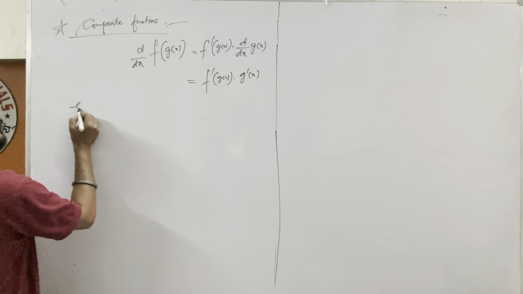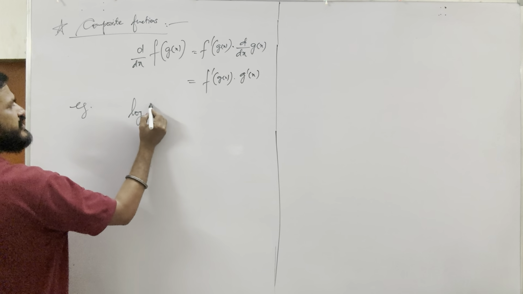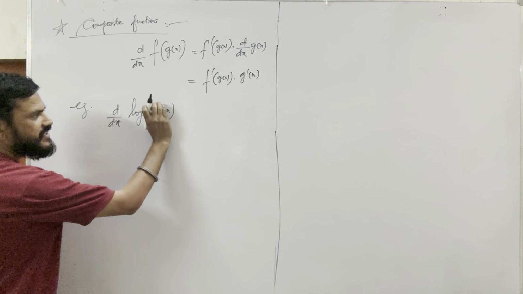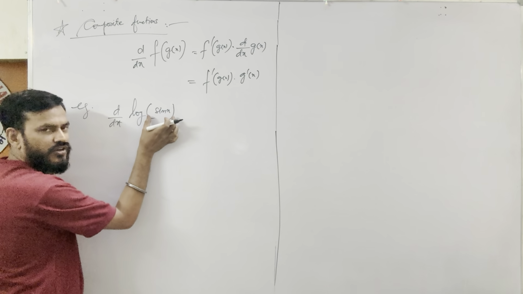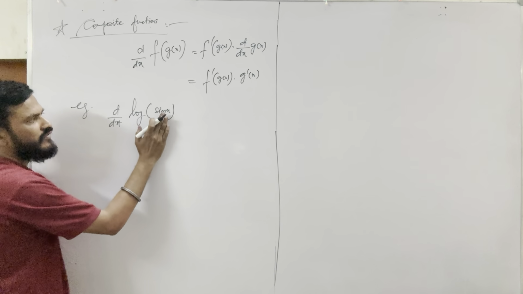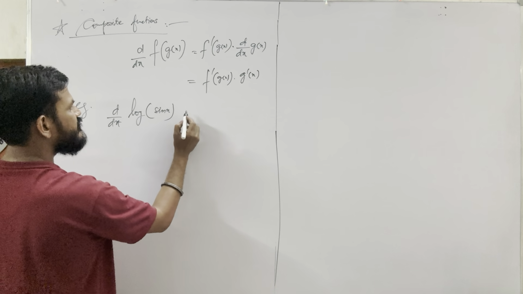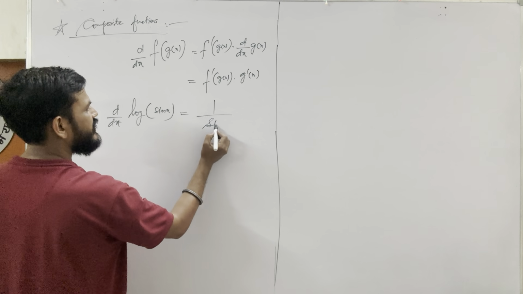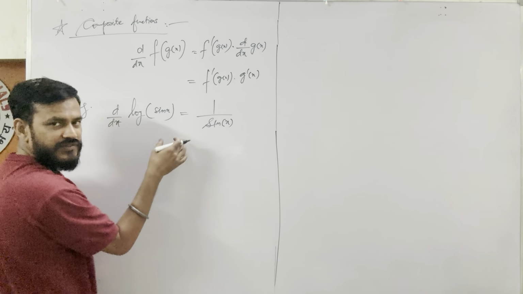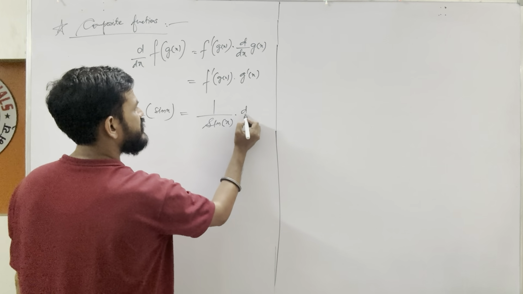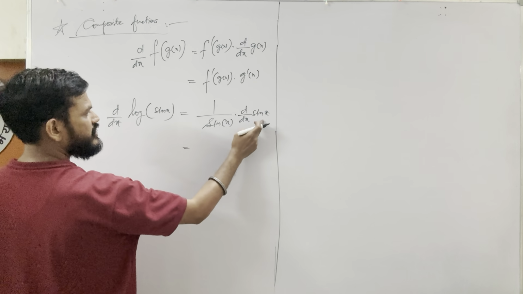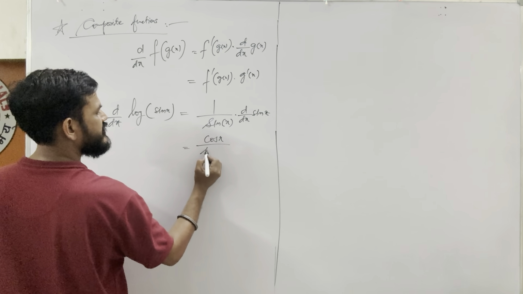Let us take an example. Suppose we want to differentiate log of sin x. Now I'll treat the sin x function, which is inside the argument of log, to be just x. So we need to find the differentiation of log x. What is the differentiation of log x? Just 1 by x. But you see, this x was not normal x, it was the function sin x, so we need to differentiate sin x. This differentiation of sin x will be cos x divided by sin x.